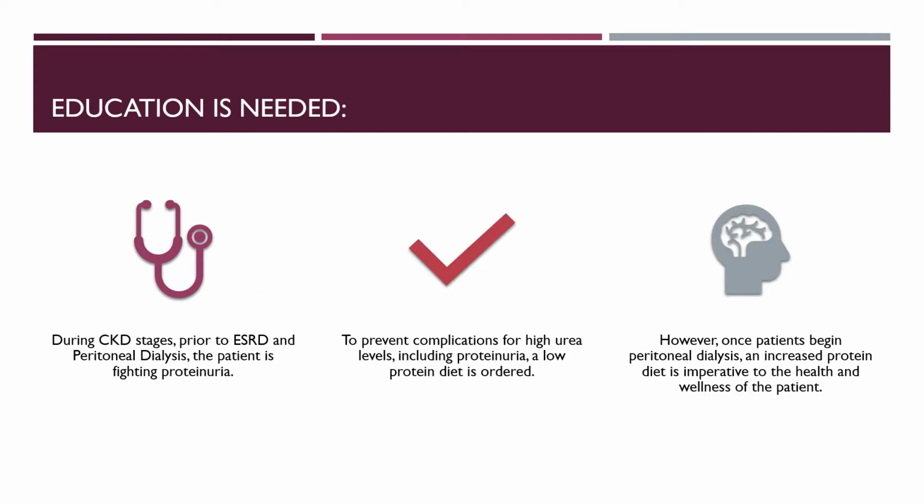Urea is a waste product produced with the breakdown of protein. Unfortunately, in chronic kidney disease, the kidneys do not properly remove waste product from the blood. I have found that most RNs know that chronic kidney disease patients require low protein diets in order to prevent high levels of urea in the blood. They know proteinuria is a major complication and risk for cardiovascular health and residual kidney function in CKD patients.